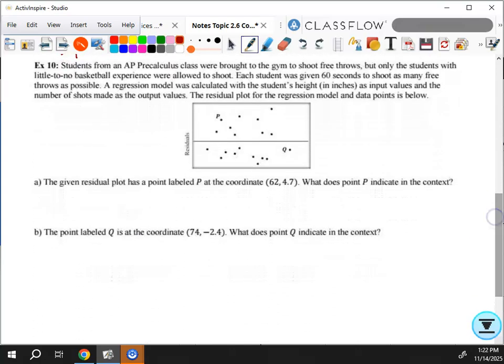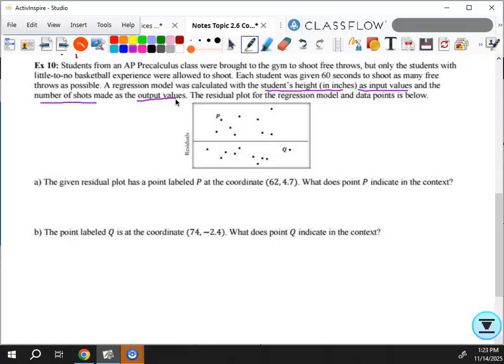Okay, last one here. Students from an AP pre-calculus class were brought to the gym to shoot free throws, but only the students with little to no basketball experience were allowed to shoot. Each student was given 60 seconds to shoot as many free throws as possible. A regression model was calculated with the student's height in inches as input values and the number of shots made as the output values. The residual plot for the regression model and data points is below. So it's not even telling me what kind of regression they did. They're just saying this is the residuals, which looks pretty random. So I'm thinking whatever they did, probably pretty good, right?